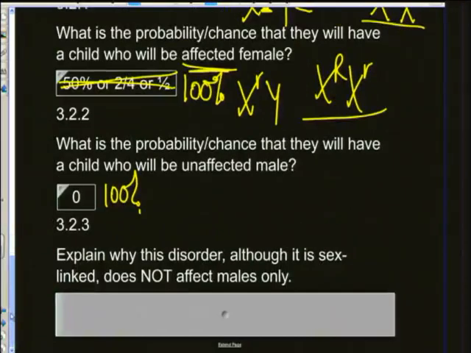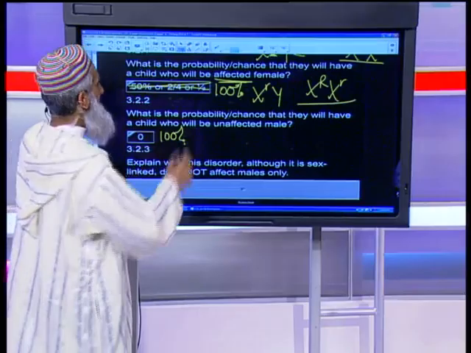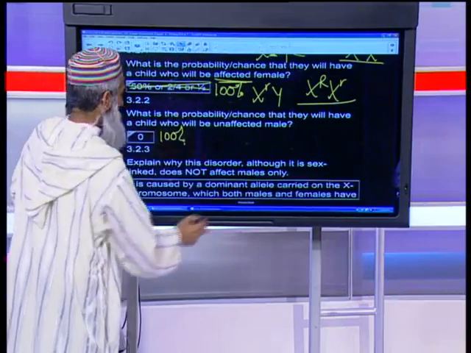Explain why this disorder, although it is sex-linked, does not affect males only. Because it is dominant. If it was found on the X as a recessive, then it affects males quicker. Dominant can affect both.